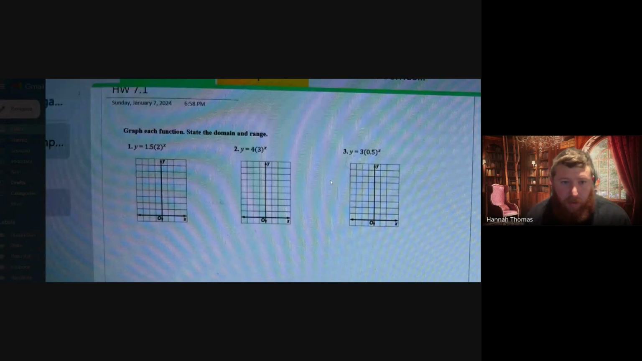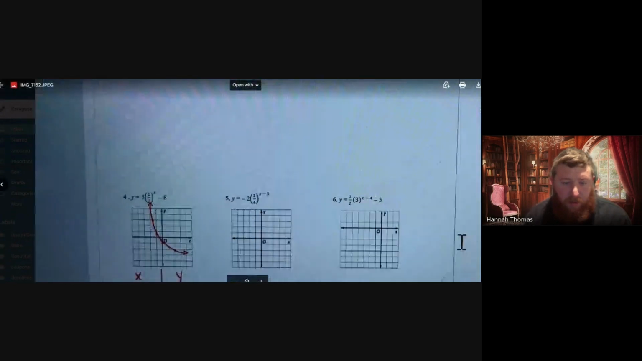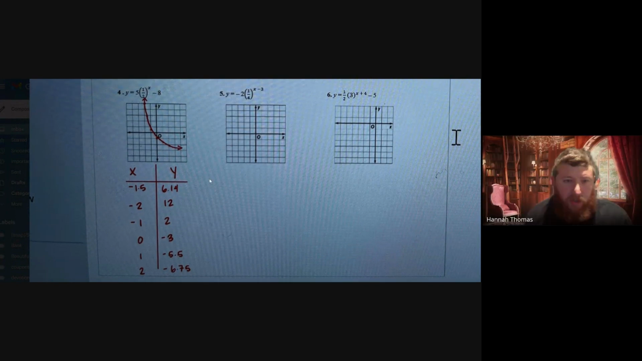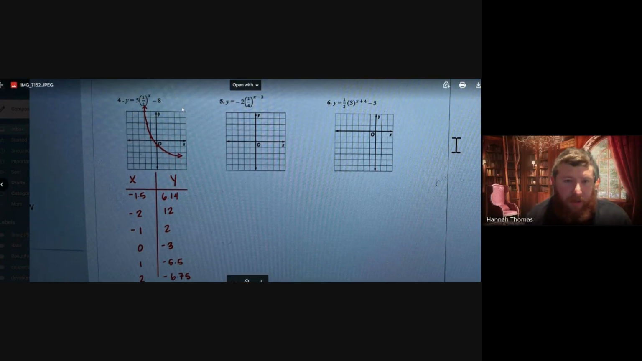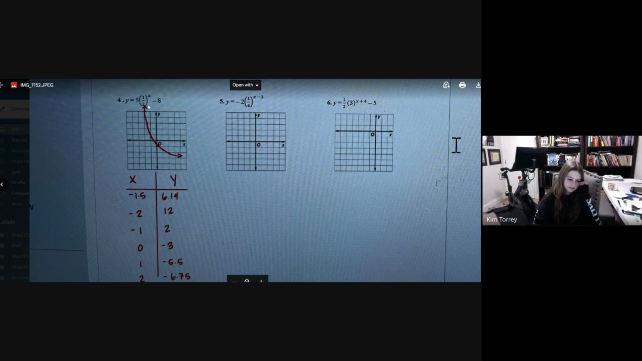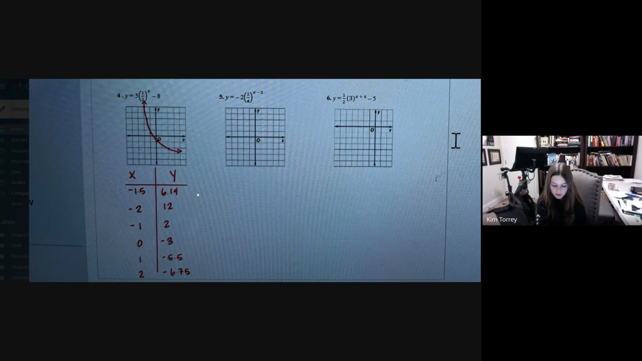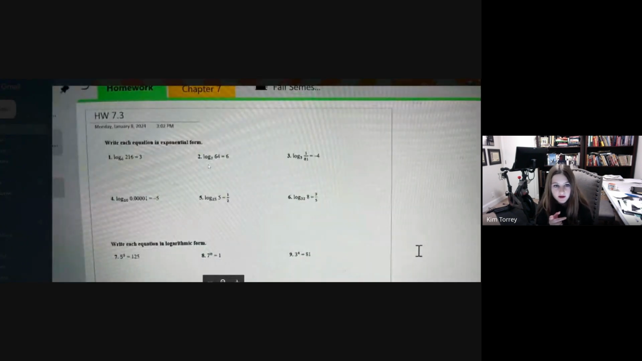Okay. So with the graphing, there's a really good example right here on number 4, where you just create a t-chart for x, and then you just plug it in as the exponent every time, and then just solve it on a calculator. Also, I think on homework 7-3, number 21.